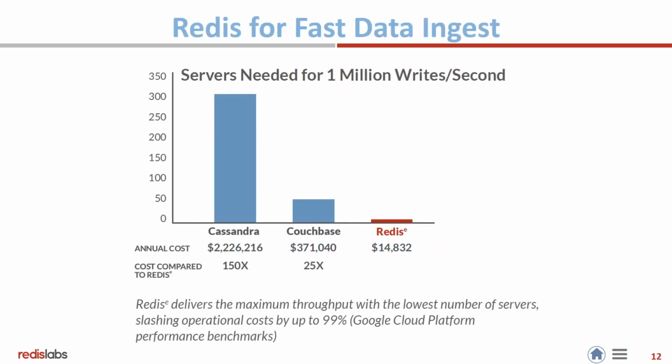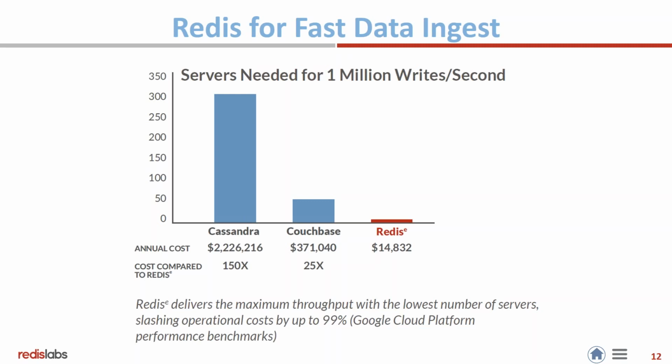Okay. Now, why is Redis so popular, and why is Redis so good for fast data ingest? First of all, the performance. What you see on the screen is a very interesting chart. I'll give a small background to this. Google wanted to show that Google Cloud Platform can support 1 million writes per second. So a few years ago, they published a blog where they showed that you could do this using Cassandra. Google showed that you could do 1 million writes using Cassandra, but you required 300 servers to do this.